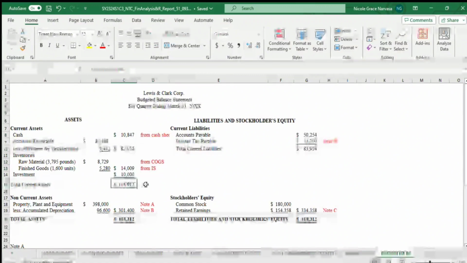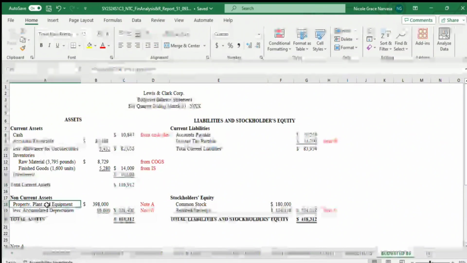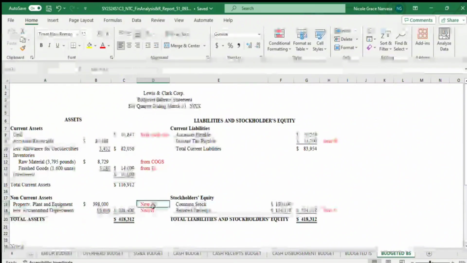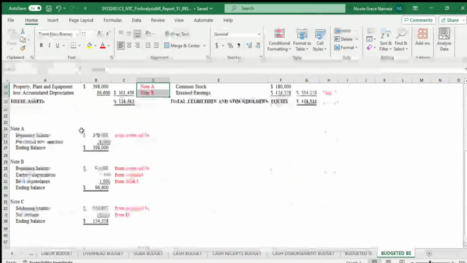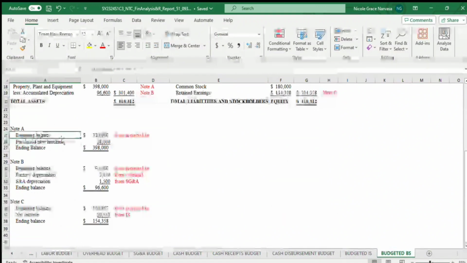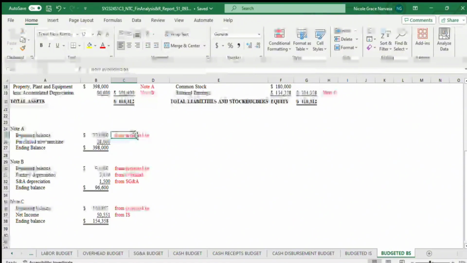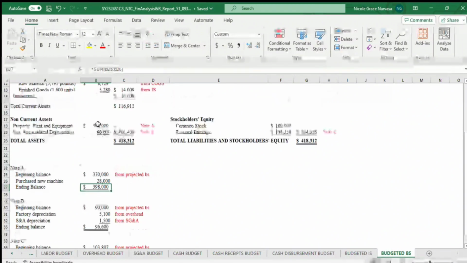So total current assets is $116,912, and non-current assets include property, plant, and equipment, less accumulated depreciation, which is from note A and B here. Note A is the beginning balance, then purchase of a new machine, and ending balance. This is from the projected balance sheet that I showed earlier. So that is 39,800 here.